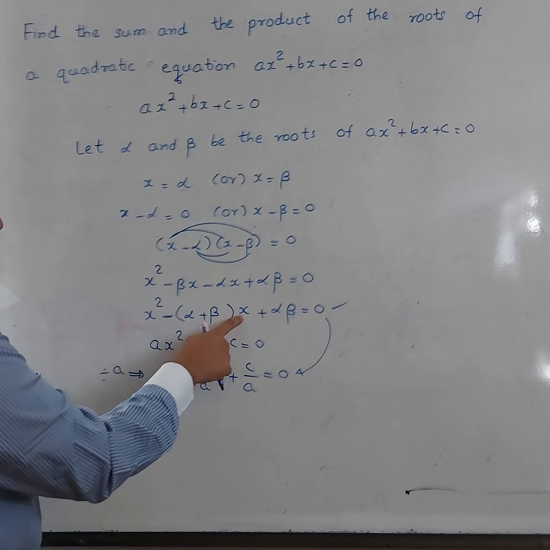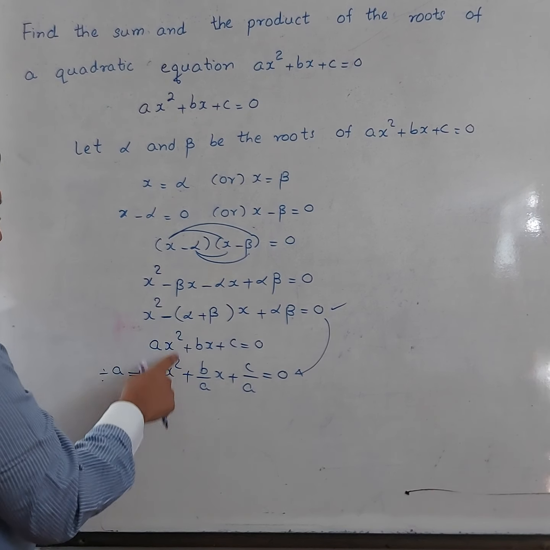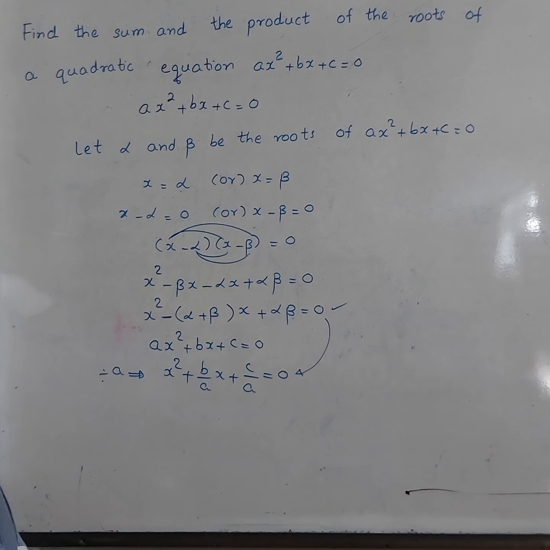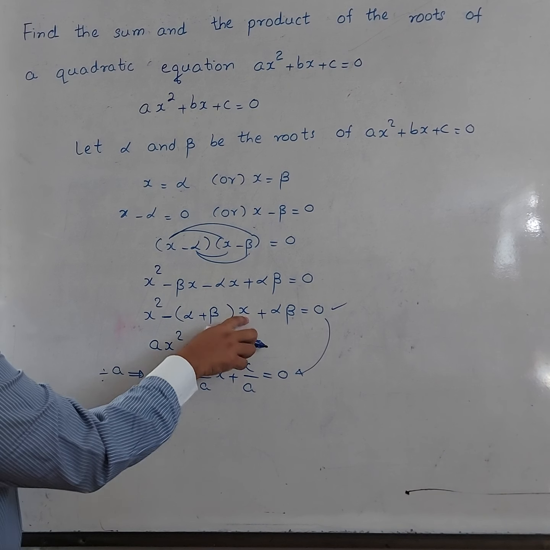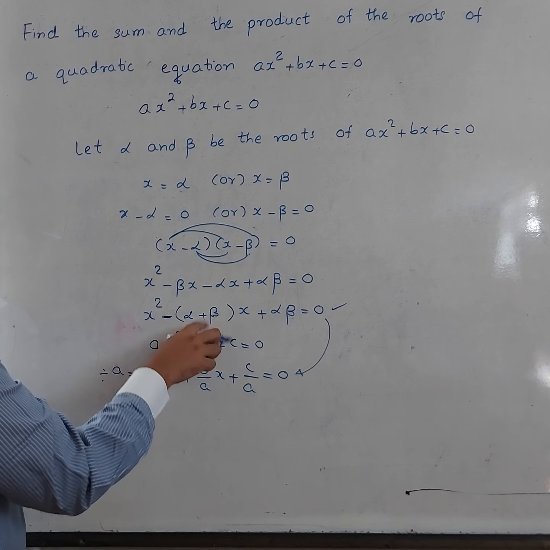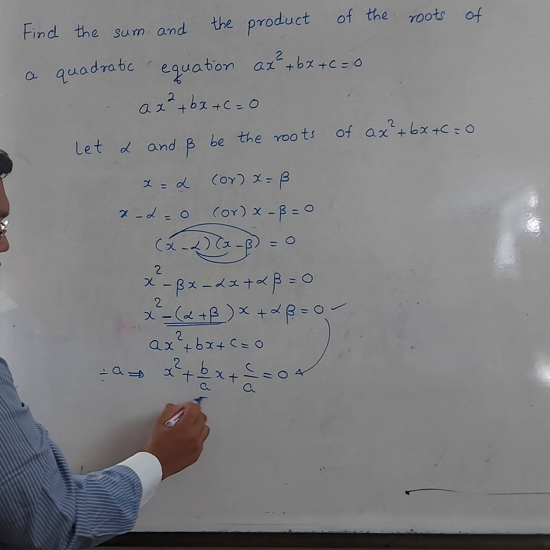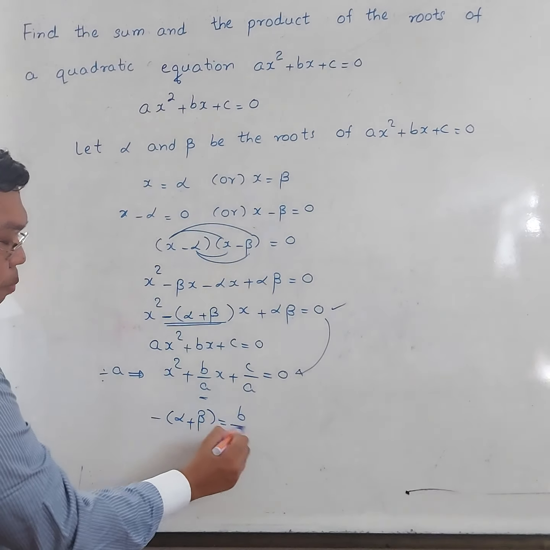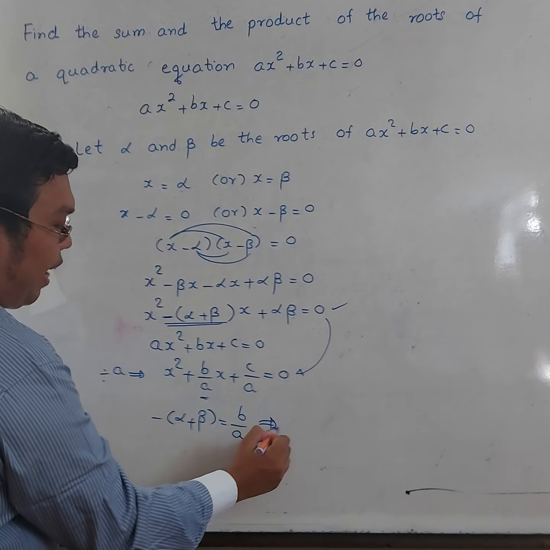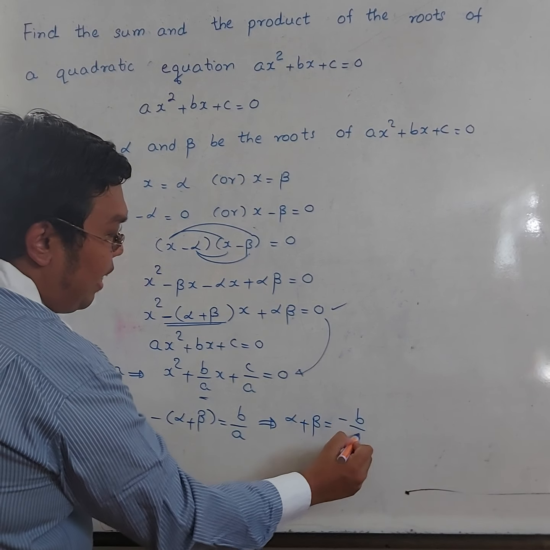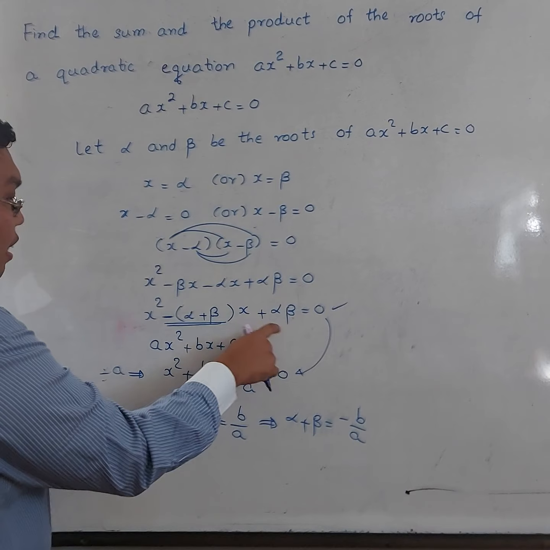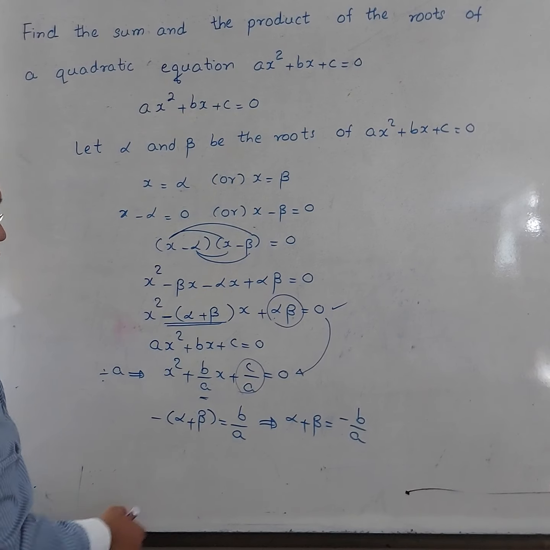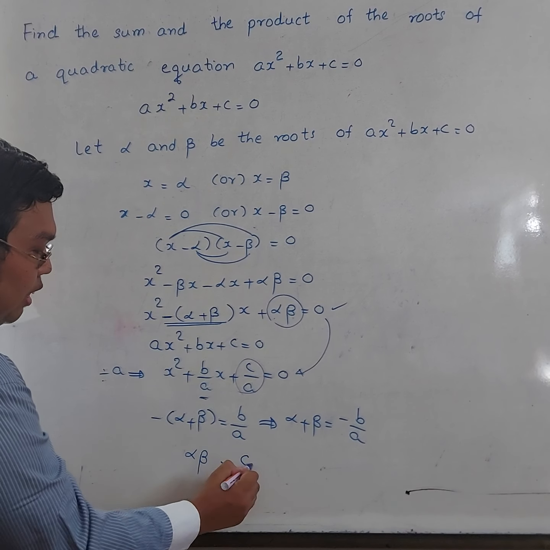x squared minus alpha plus beta x plus alpha beta equal to 0. We get x squared plus b by a x plus c by a equal to 0. So let's look at the coefficient of x. The coefficient of x in this equation is minus alpha plus beta, in this it is b by a. And so minus alpha plus beta will be equal to b by a. And so we get alpha plus beta equal to minus b by a. And the constant value in this equation is alpha beta, and the constant value in this is c by a. And so alpha beta equal to c by a.